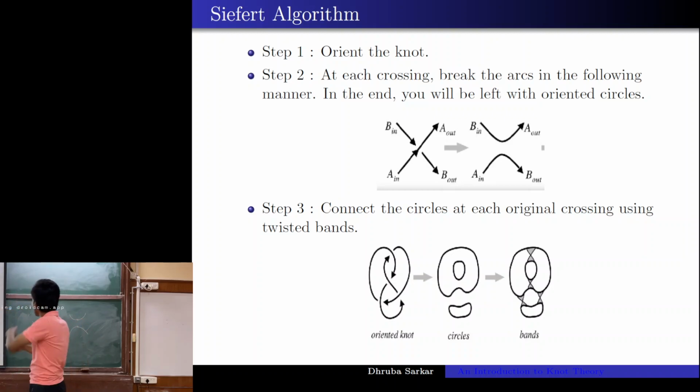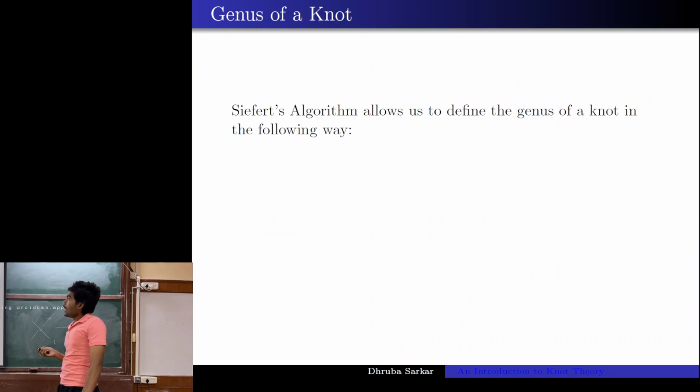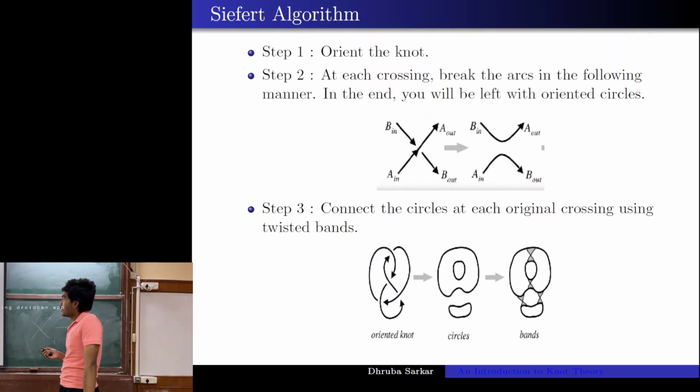At each crossing, whenever we did this, we add the twisted band. And now Seifert's algorithm allows us to define something called the genus of a knot. How do we determine the twist? It comes from the original orientation that we did, where we twist it in some sense clockwise or anti-clockwise.